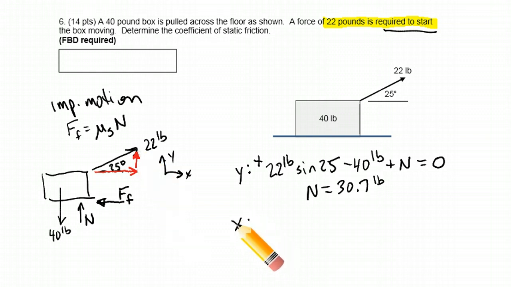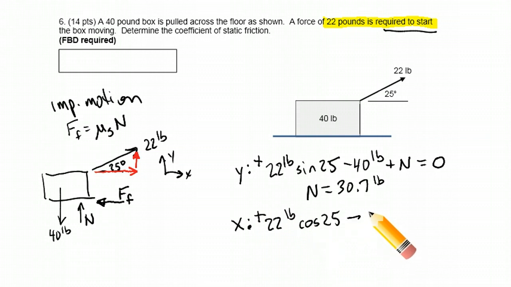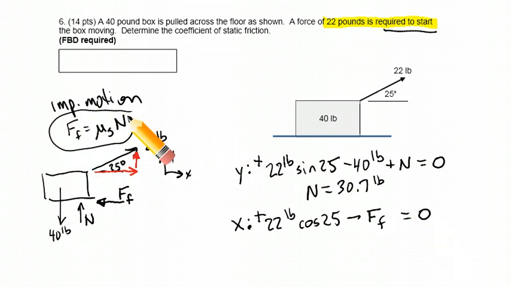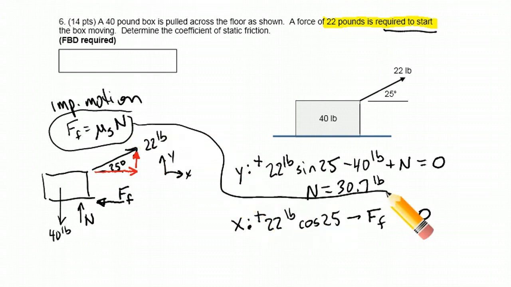Okay, let's see what we have in x now. Well, we have 22 pounds cosine 25, and that's going to be in the positive x, and we're going to have the force of friction in the negative x direction. That's going to be equal to 0. Okay, I know from right here, impending motion, an equation for force of friction, and that's going to let me calculate the static coefficient of friction.